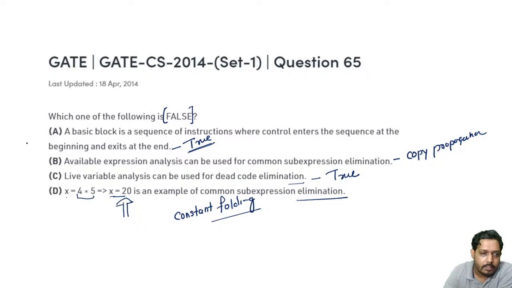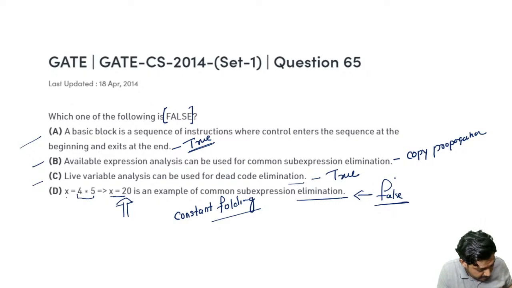Okay, so you must have analyzed that these statements are true. So ultimately, even if you don't know, you have to go with D as the answer in this case, which is false. So D is the answer for this particular question. Most of you have done it. Bhanu, I hope you understand that B is not the answer. D is the correct answer, because that is not a common subexpression elimination. Great.